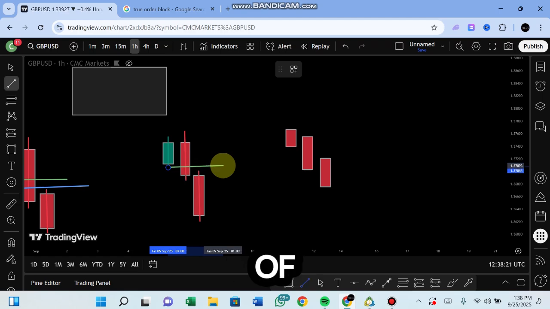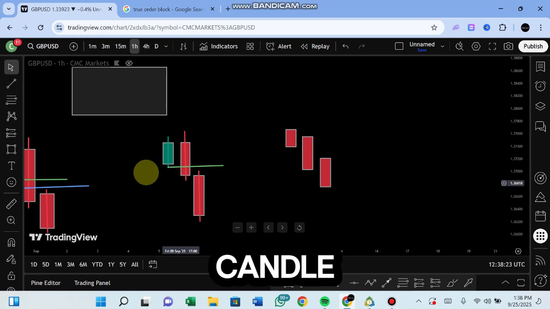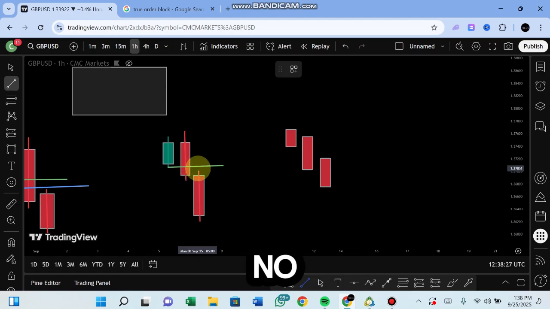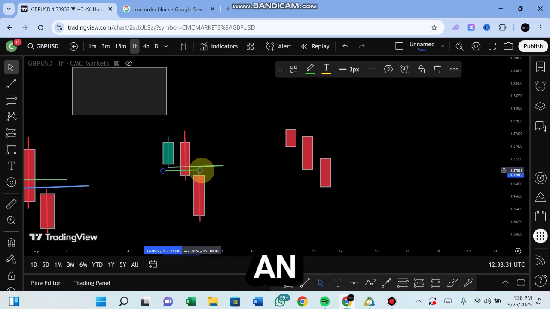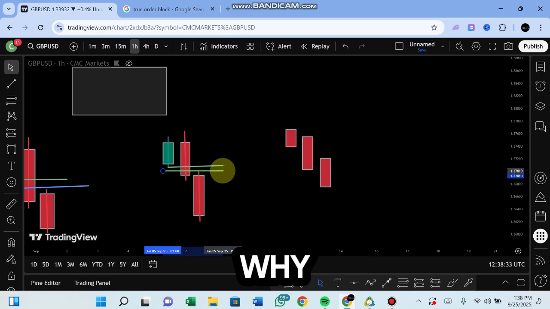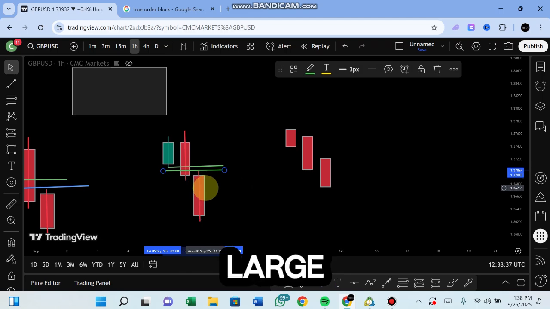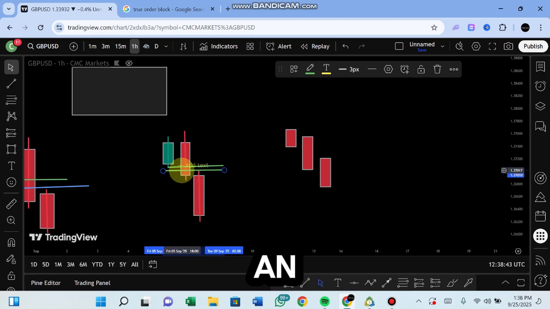You can see the wick of that candlestick and the wick of this candlestick did not meet, which means that there's an imbalance. No matter how small the imbalance is, there's always an imbalance. The reason most people can't find this in the chart is because they're looking for large imbalances, the one that is very visible. No, even one as tiny as this is also an imbalance.